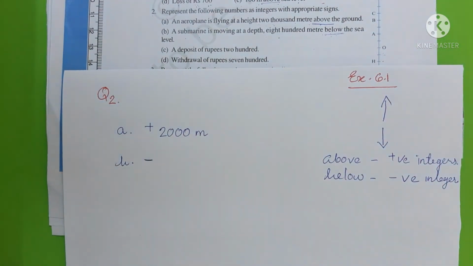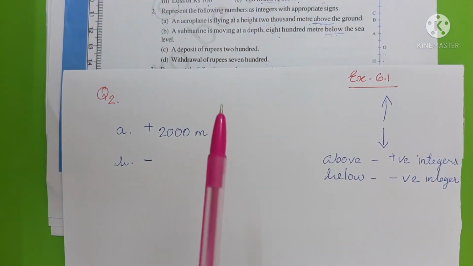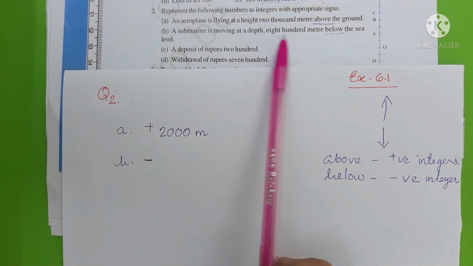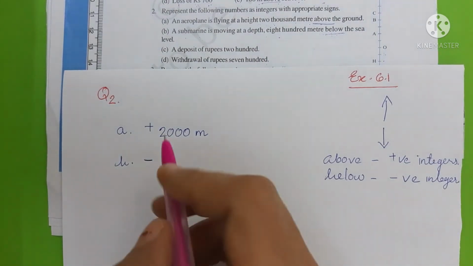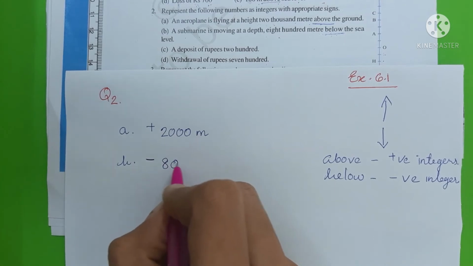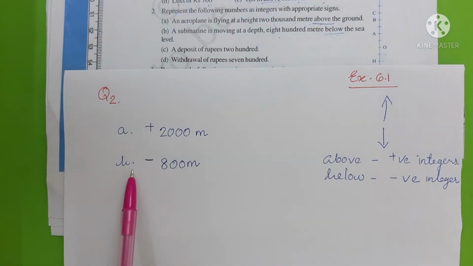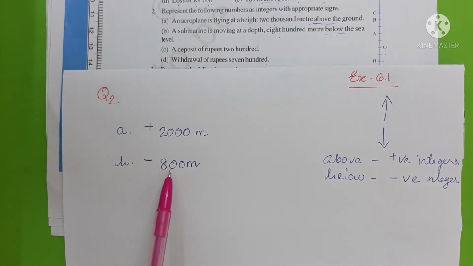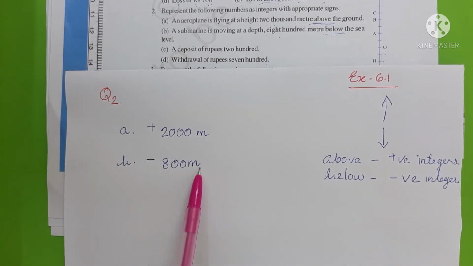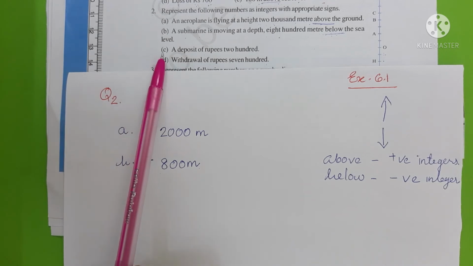First we put the negative sign. Then the digit representing is 800 meter. So we can write the 800 meter. So we finished the question number B: minus 800 meter. Question number C.